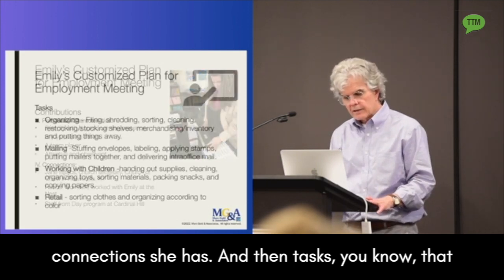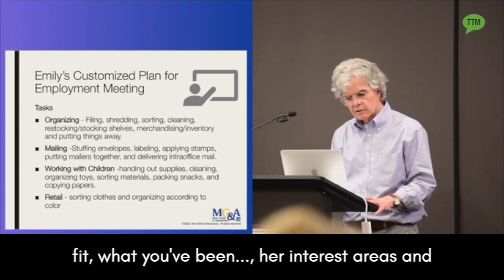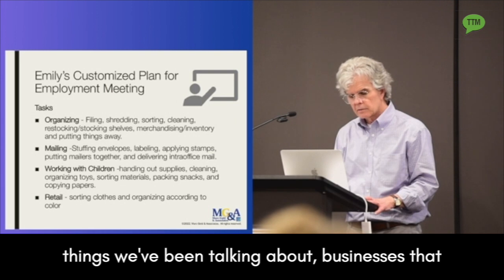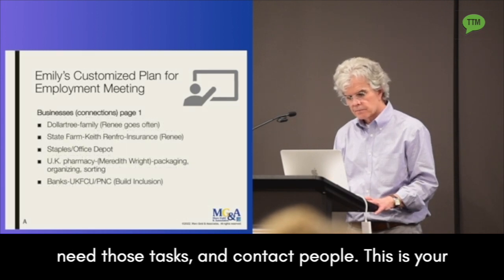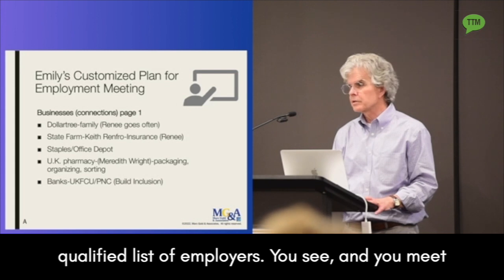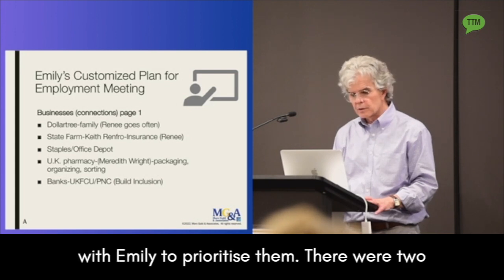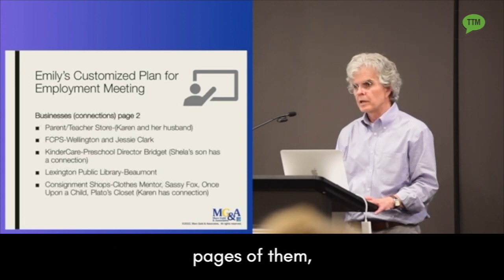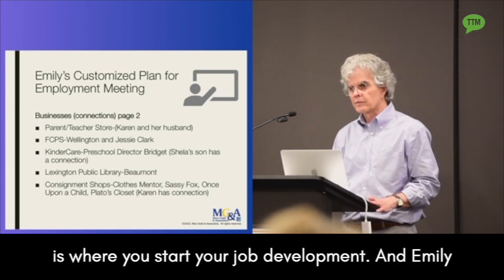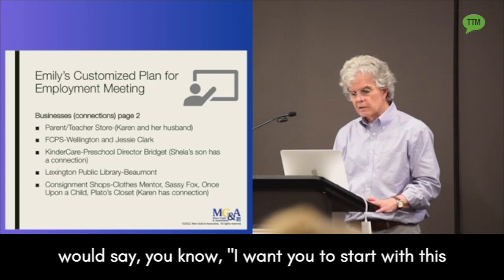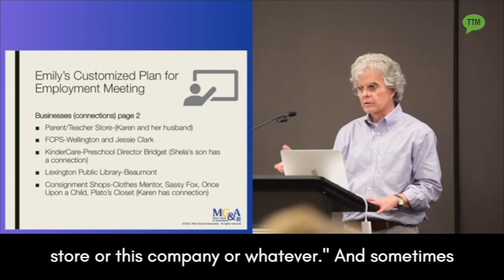And then tasks that fit her interest areas and things we've been talking about. Businesses that need those tasks. And contact people. This is your qualified list of employers, you see, and you meet with Emily to prioritize them. There were 2 pages of them. That's your qualified employers. Right? So this is where you start your job development. And Emily would say, I want you to start with this store or this company or whatever.